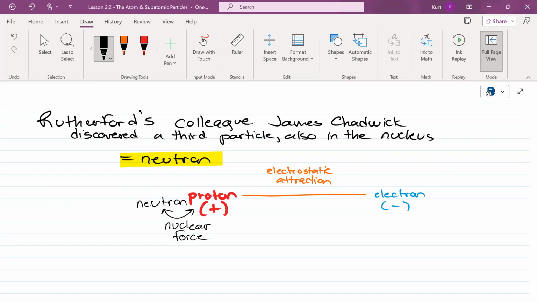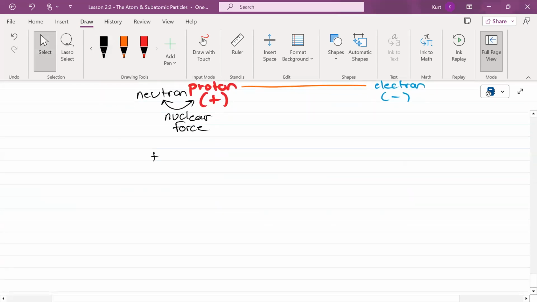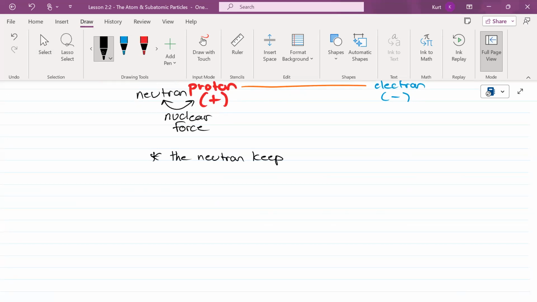That dog is tied up to a tree and he wants to eat your guts out, but he's tied down to that chain on the tree. That chain is stronger than the dog. That's like the nuclear force. The neutrons keep the protons in the nucleus. That is why I want you to write: the neutrons keep the protons in the nucleus.